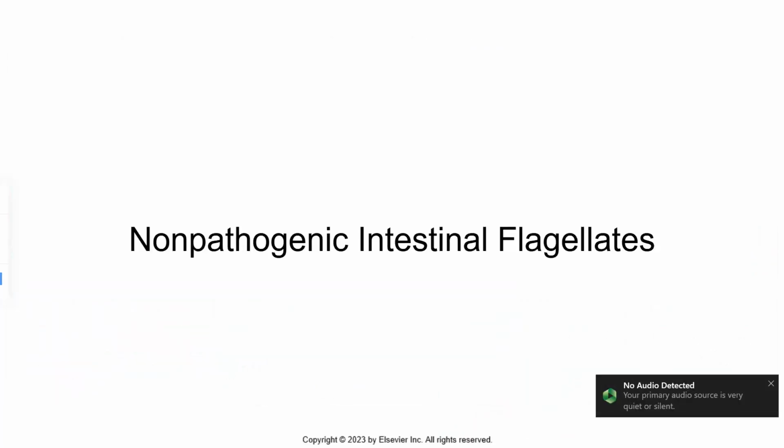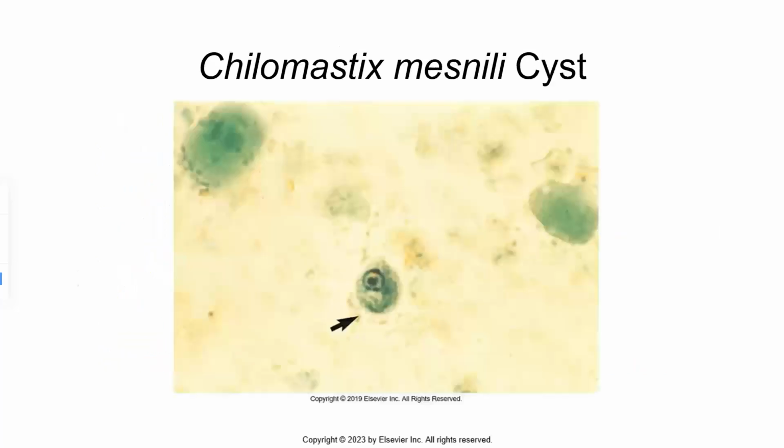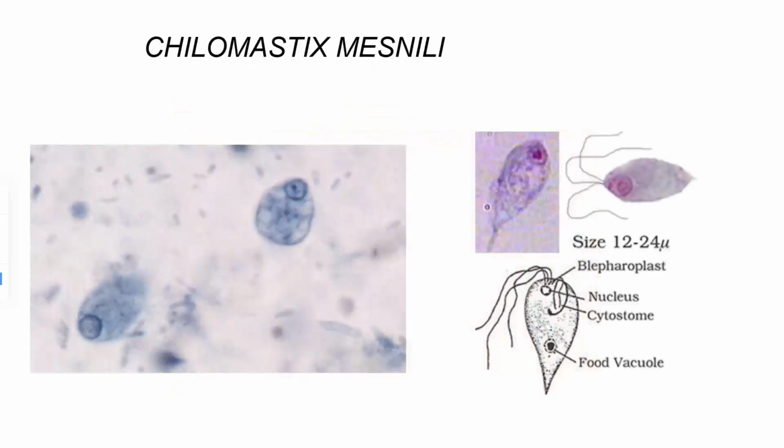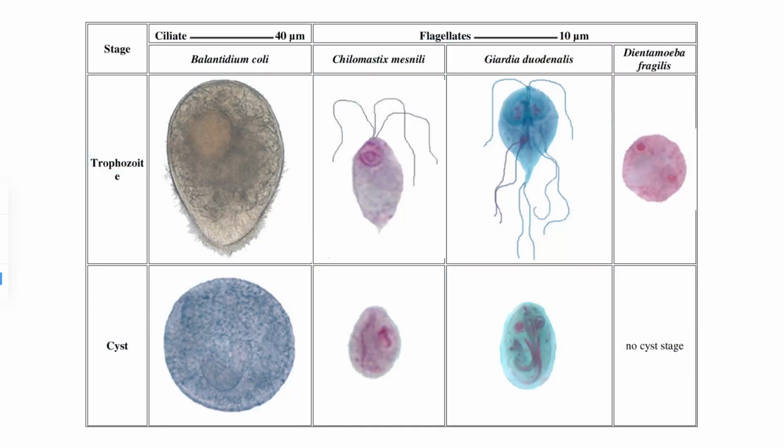Non-pathogenic intestinal flagellates: Chilomastix mesnili. Trophozoite morphology: pear-shaped, prominent cytostome, prominent nucleus. Cyst morphology: lemon-shaped, with an anterior nipple. The nucleus, cytostome, and curved fibrils are visible in a stained smear. So that's a picture of Chilomastix mesnili. And here you can see this is kind of a very typical picture of the organism. You can review the additional pictures and then pause the video and take a look at these comparisons.